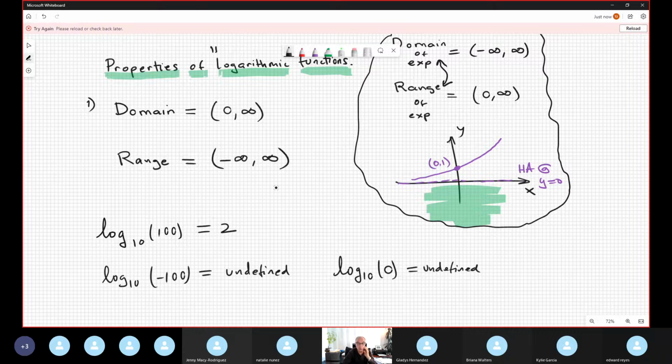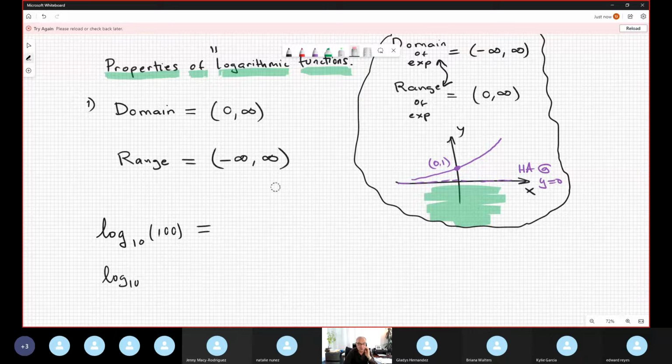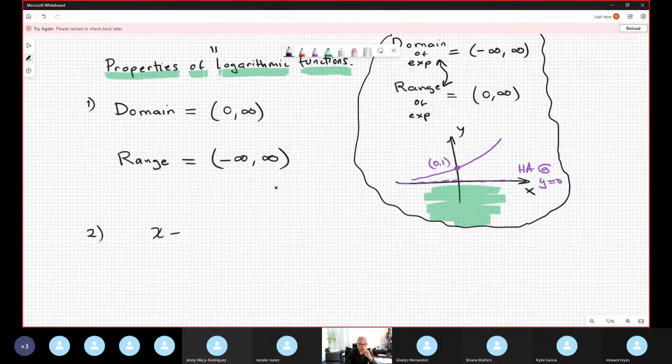Okay. This is property number 1. Property number 2 of the logarithmic function is the famous x in a set that we are using in any function that we studied before, and y in a set.